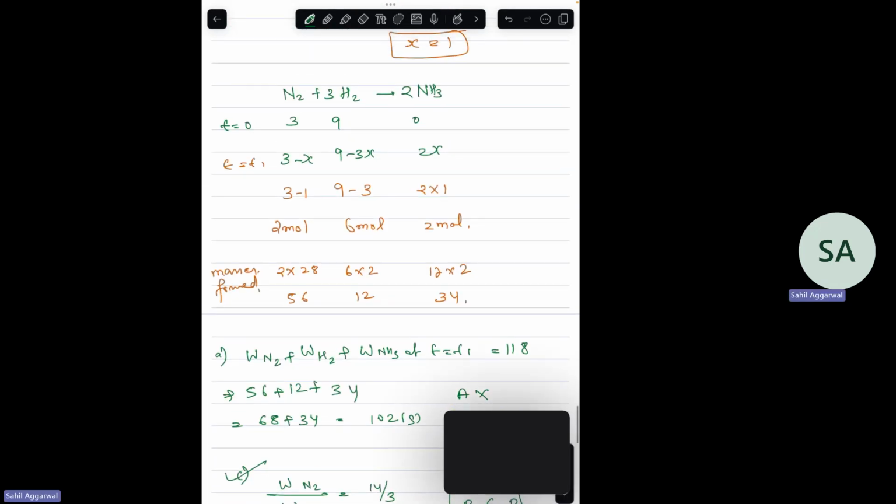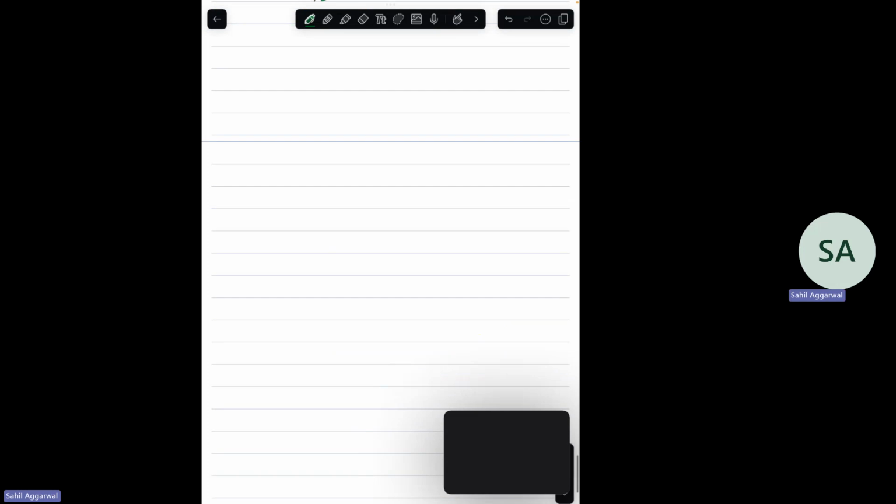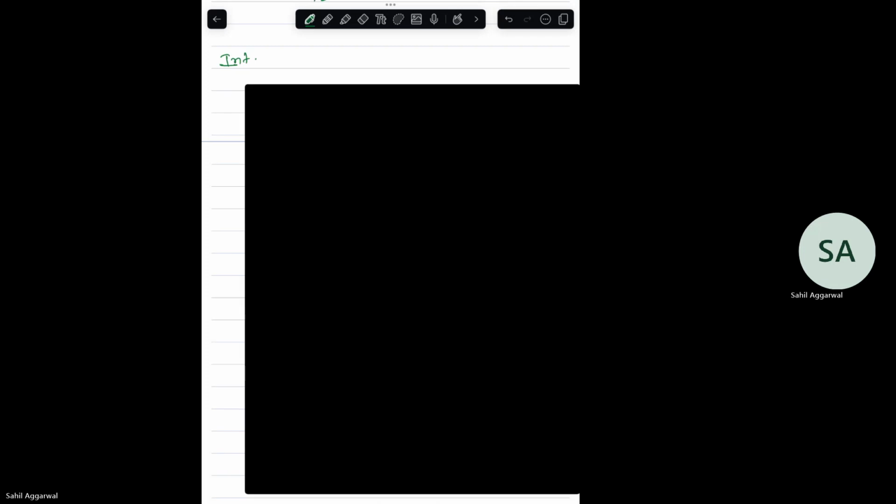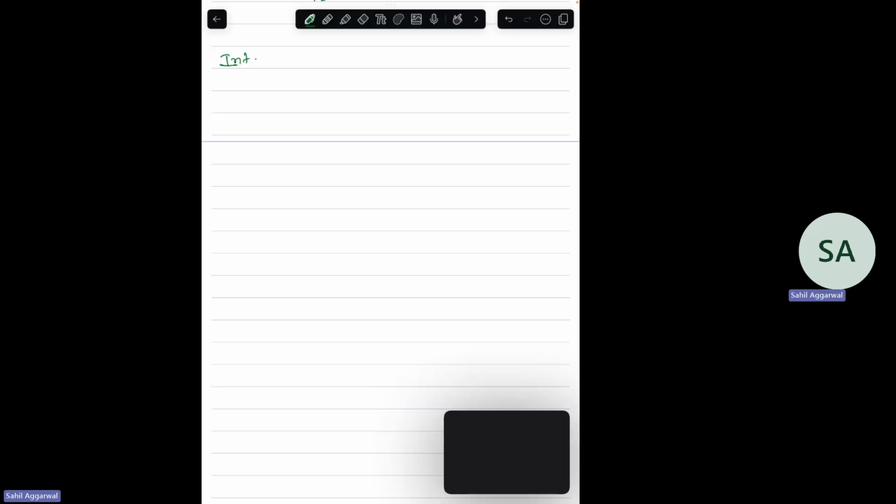Okay. Now we'll see integer questions. We have Na2CO3 plus CaCO3 plus clay, and we have heated it. We have got some CO2 gas. This whole thing is overall 12 grams.